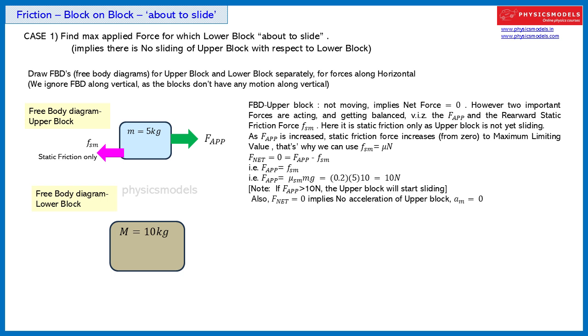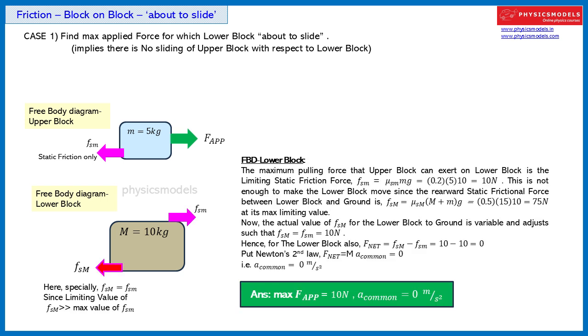The net force equal to 0 means that F net is equal to mass into acceleration as per Newton's second law. Therefore, the acceleration is also equal to 0. The upper block, therefore, is stationary, and this makes sense. We now draw the FBD for the lower block, where the forward pulling force, that pink arrow, is Fs small m, the static friction force coming from the upper block.